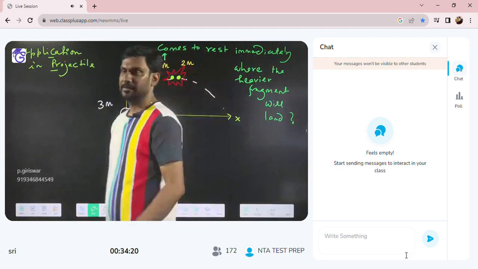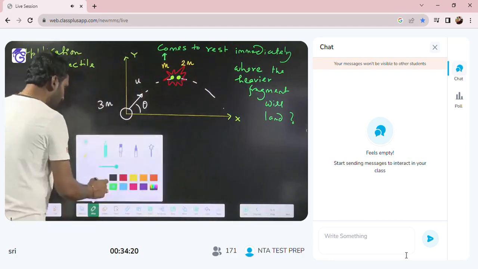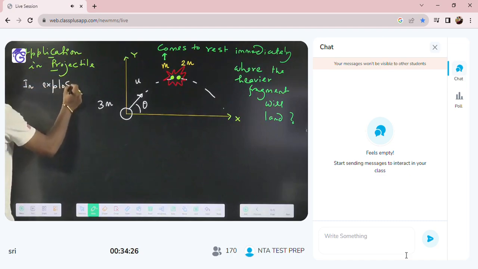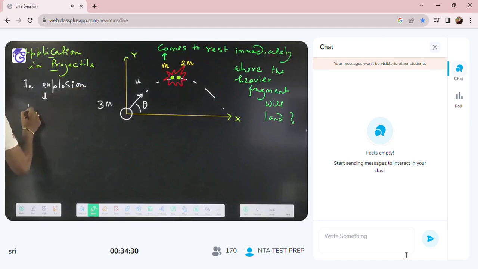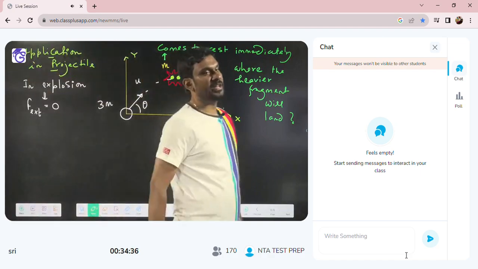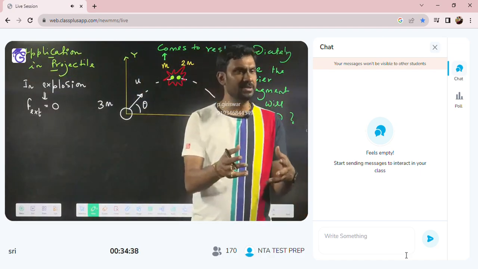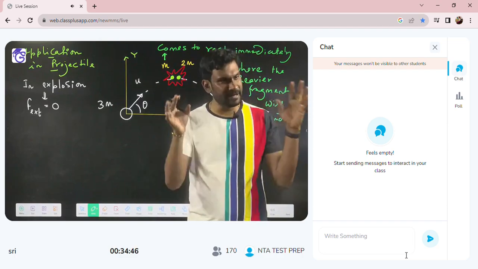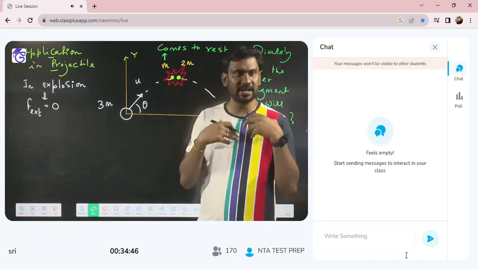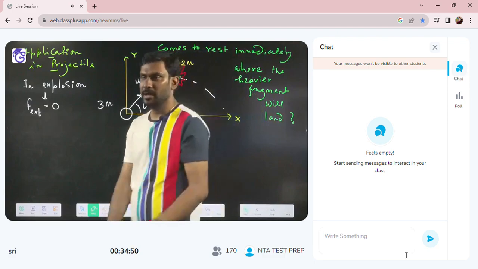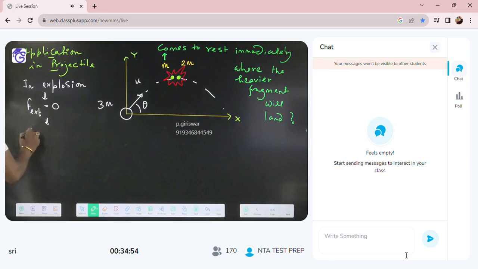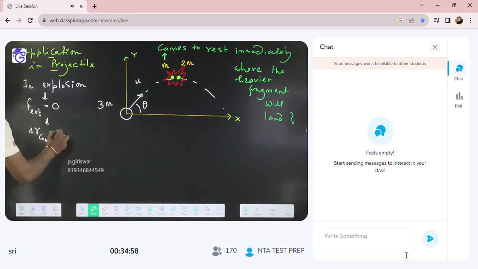Look, the first concept you should know. What is the concept? That in explosion, F external is equal to 0. There is no external force involved in explosion. What happens in an explosion? There is a chemical substance, a detonator, a timer, an igniter, a battery. Everything is inside the system. There is nothing being supplied from outside. So in explosion, external force is equal to 0. So if external force is 0, then shift in center of mass is also equal to 0.